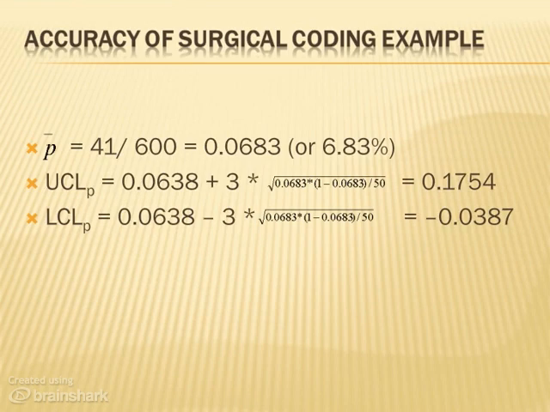So the upper control limit is 1.7%, and the lower one is, oh no, I'm sorry, it is 17%, and the lower limit is 3.8%. Have to think about those decimal places before we say the percent.